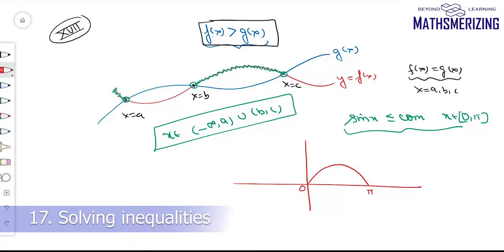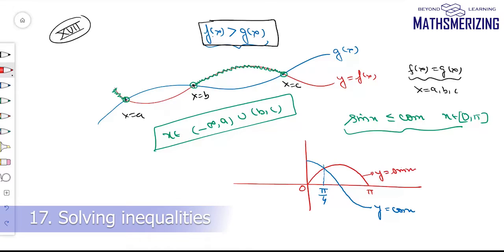So between 0 to pi, this is the graph of sin x, and I'll draw the graph of cos x also. So that is the graph of cos x, and the point of intersection is pi by 4. The blue graph is the graph of cos x, and this red graph is the graph of y equals sin x.